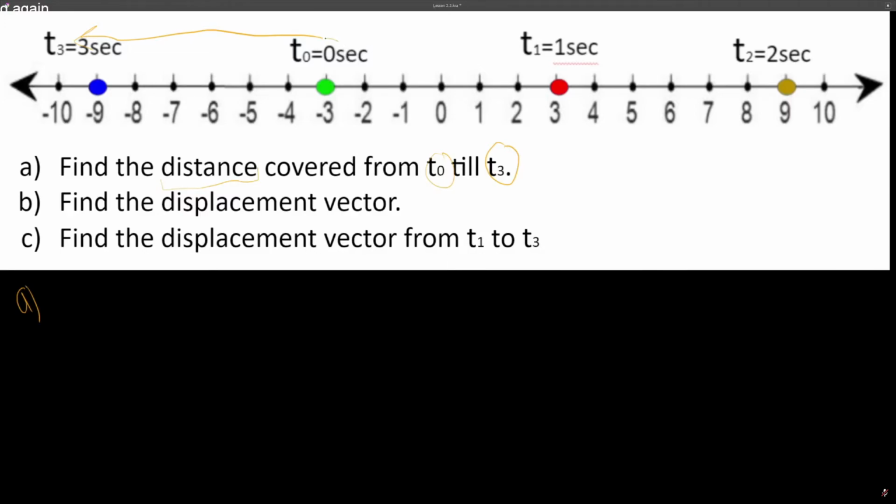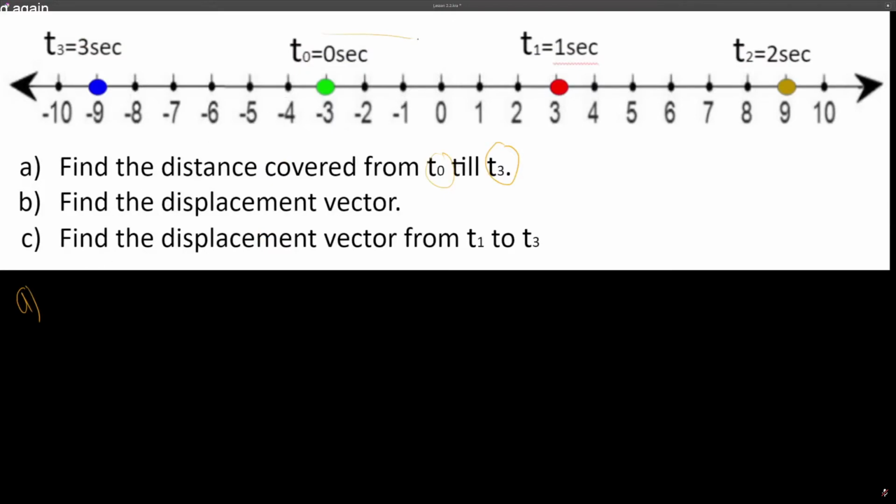So here it gives us the seconds it took. At t0, it's at rest right now. It didn't move yet. At t1, it's at 1 second, and it moved from t0 to t1 in 1 second. Then in 2 seconds, it moved from t1 to t2 and reached the 9, and then took 3 seconds to reach all the way back to t3. So we should follow this path.